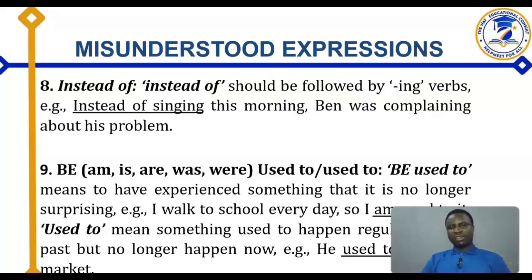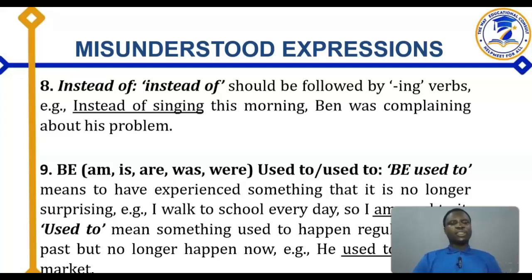Instead of should be followed by ing verbs. Instead of singing this morning, Ben was complaining about his problem. Instead of praying, he was complaining. So that is what you use. So you have instead of followed by ing verb.